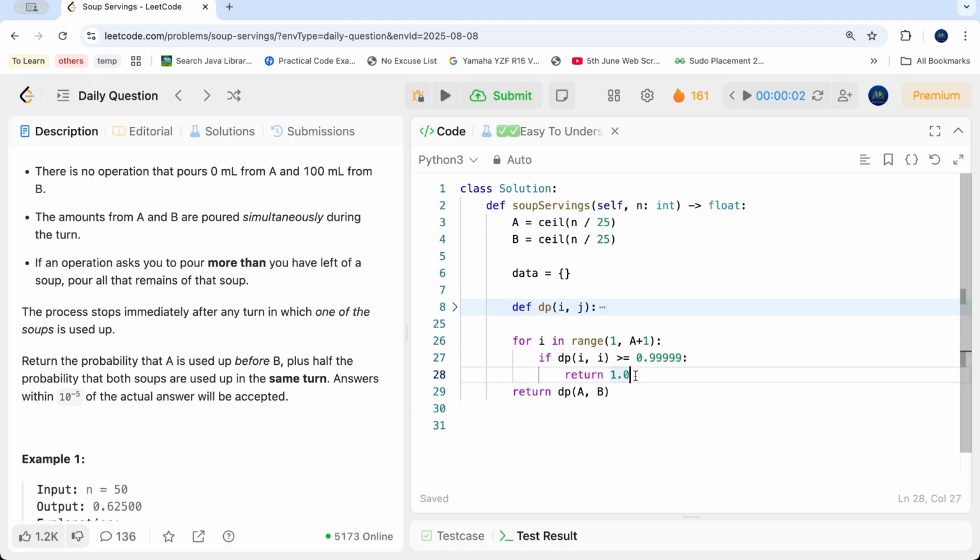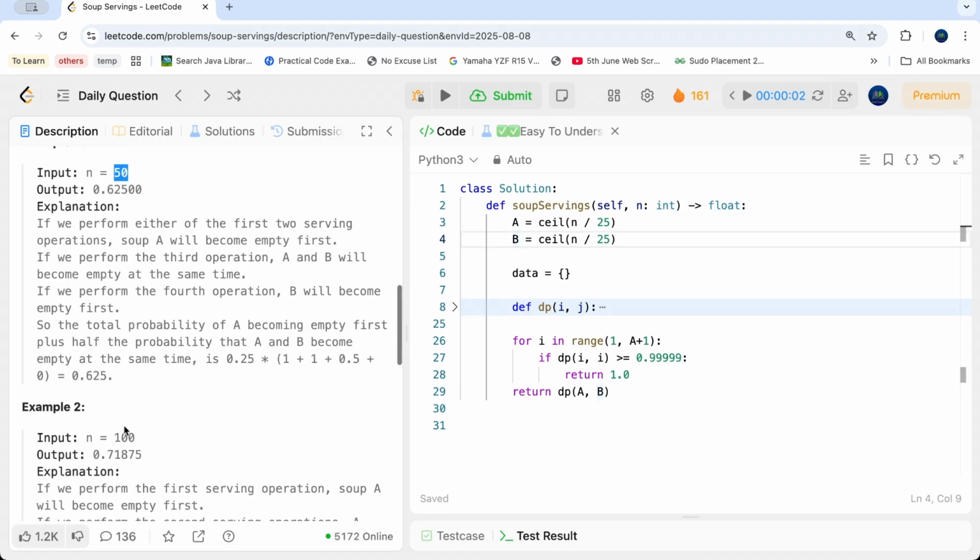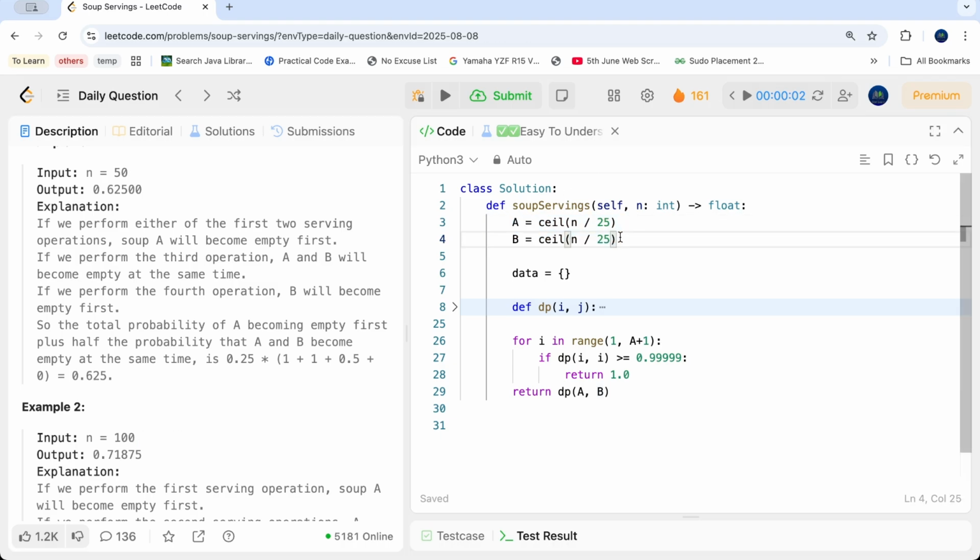So we are first going to calculate our answers for all the possible values up to the capacity of A and B: 1, 1, 2, 2. For example, if the capacity is 50, or let us say the capacity is 100, it will first be converted into units. The units will be 4 and 4, right? A will be equal to 4, B will be equal to 4. We actually need to know the answer for 4, 4. That is, if the capacity of A is 4 and the capacity of B is 4, what is the probability that A will be reduced to 0 first?